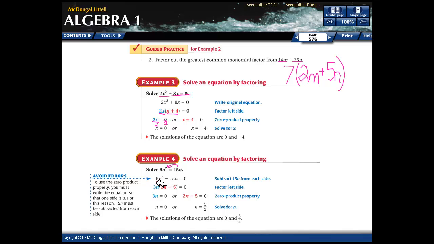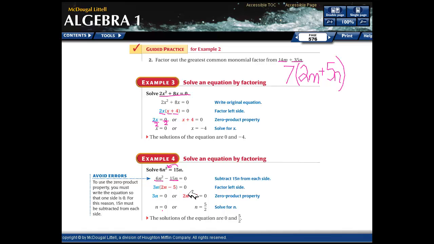And if I factor out my greatest common factor, I've got 6n squared minus 15n. I can take a 3n out of both. So if I divide this by 3n, I would have a 2, and I would still have 1n left. If I divide this by 3n, there's my minus, and I would just have a 5 left. So I've got 3n I can set equal to 0, which is, of course, 0. And I've got 2n minus 5 equals 0.